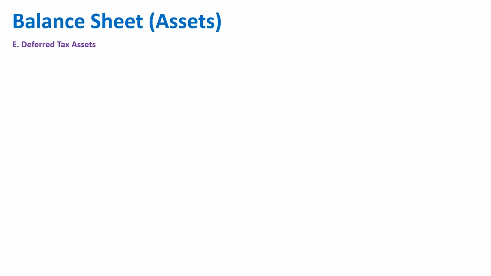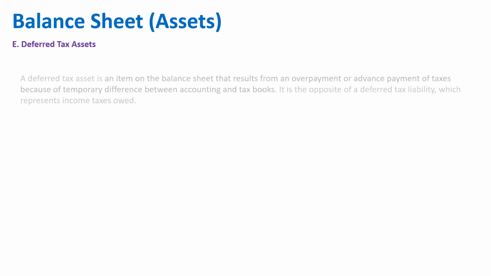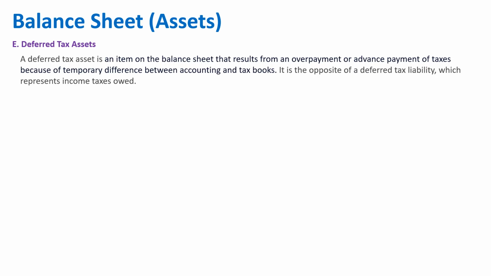Next item which needs to be reported is deferred tax assets. So a deferred tax asset is an item on the balance sheet that results from an overpayment or advance payment of taxes because of temporary difference between accounting and tax books, right? So because of certain items allowed, not allowed under tax books, that item is transferred to next years or future years, right? And you will be getting the tax benefit in those years in which year you are going to claim that. And it is opposite of the deferred tax liability, which represents income tax owed.